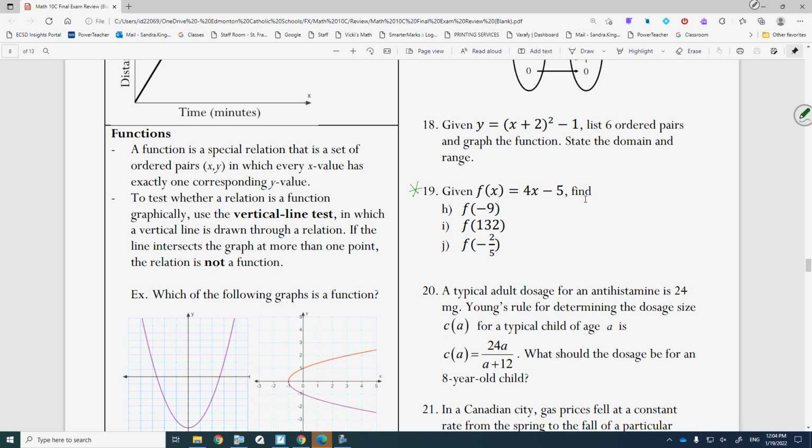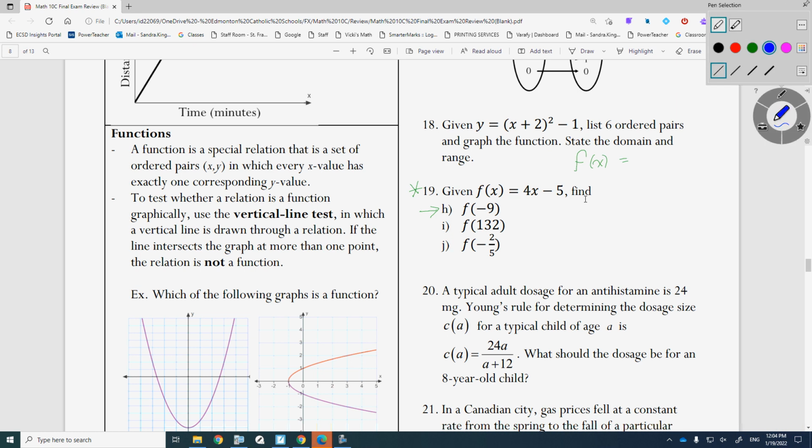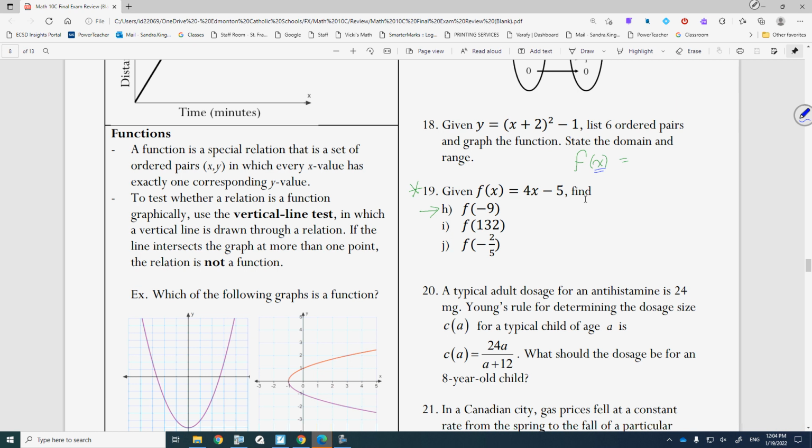So I will do h with you, and then when you're studying, you could do i and j if you want. When you are given f of x is equal to, this is going to give you an ordered pair on your graph. This is the x coordinate on the graph, and whatever value you get with the function, that's going to be your y value. So it's always going to give you an ordered pair on your graph at (x, y).